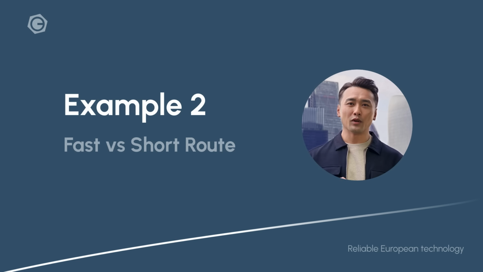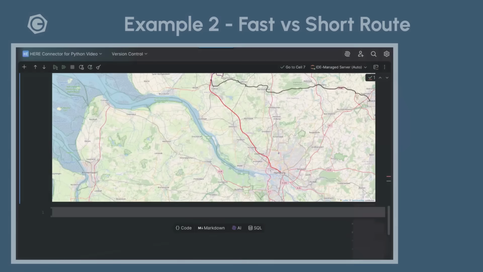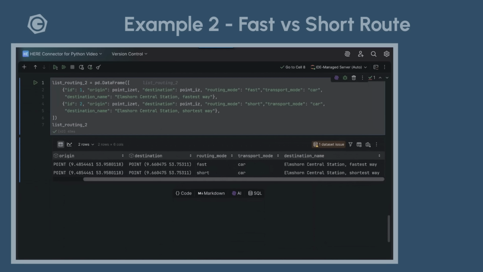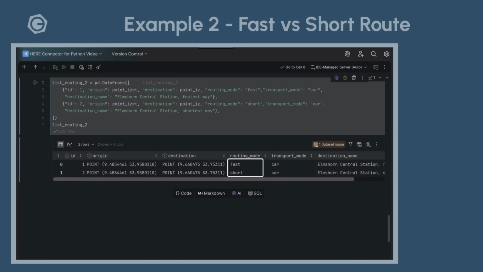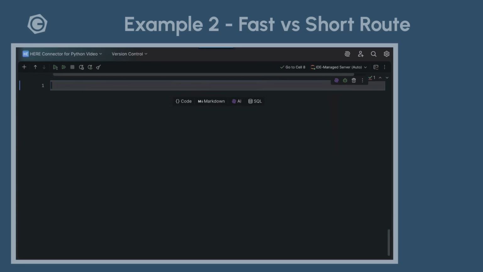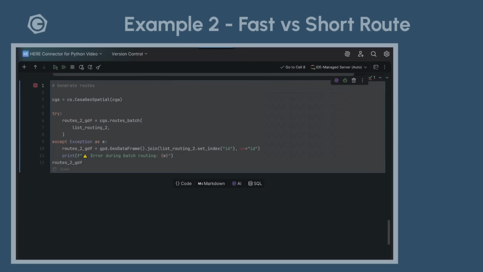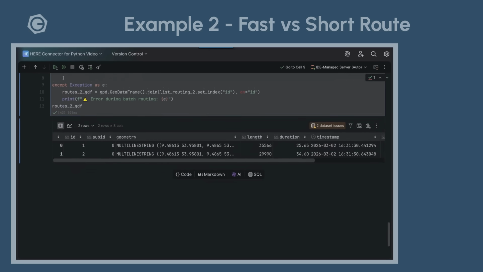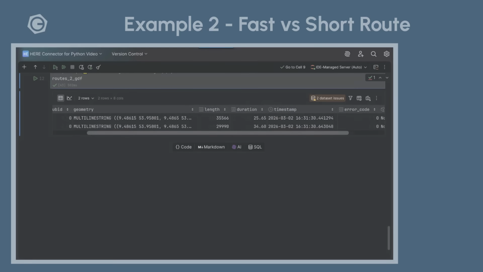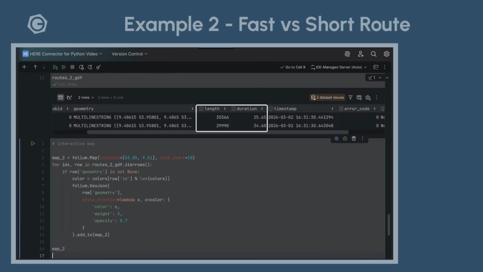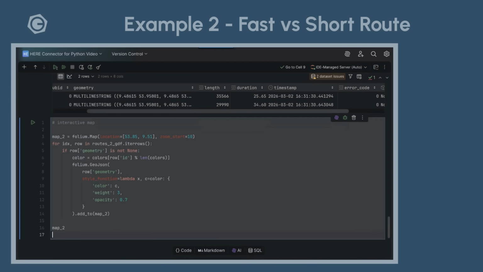In the second example, we compare the fastest and the shortest route between the same locations. We calculate 2 routes between the same origin and destination. One route is optimized for fast travel time, while the other is optimized for the shortest distance. This allows us to see how the routing strategy influences the result. Both routes are again displayed on an interactive map, allowing us to compare the paths visually.